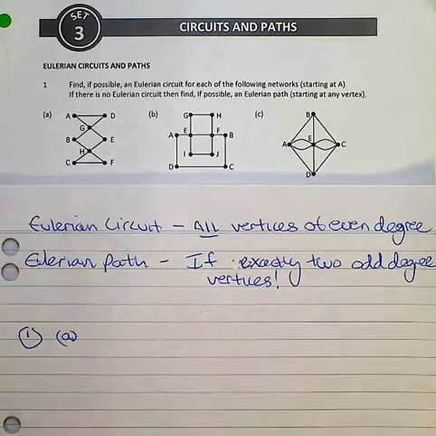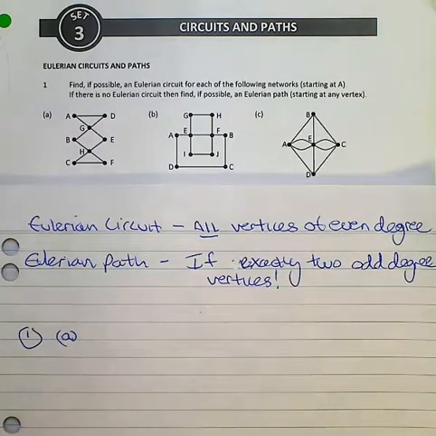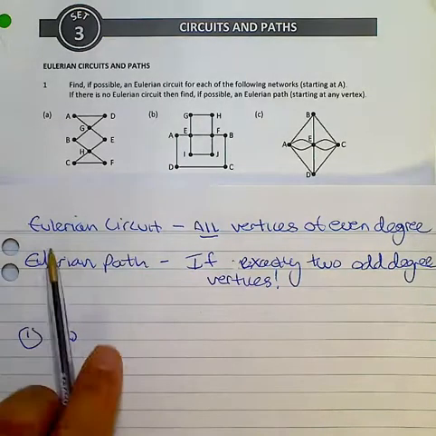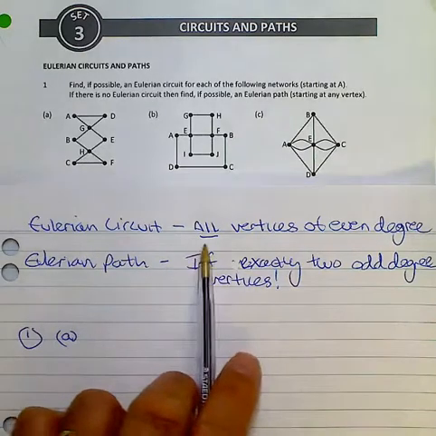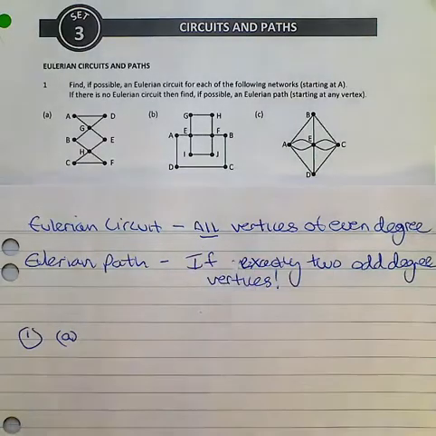In set 3, we'll be looking at circuits and paths. In this first part of the unit, questions 1 through 9, starting on page 47, you'll be looking at Eulerian circuits and Eulerian paths. First two key things we need to note is an Eulerian circuit will only exist if all the vertices are of an even degree.